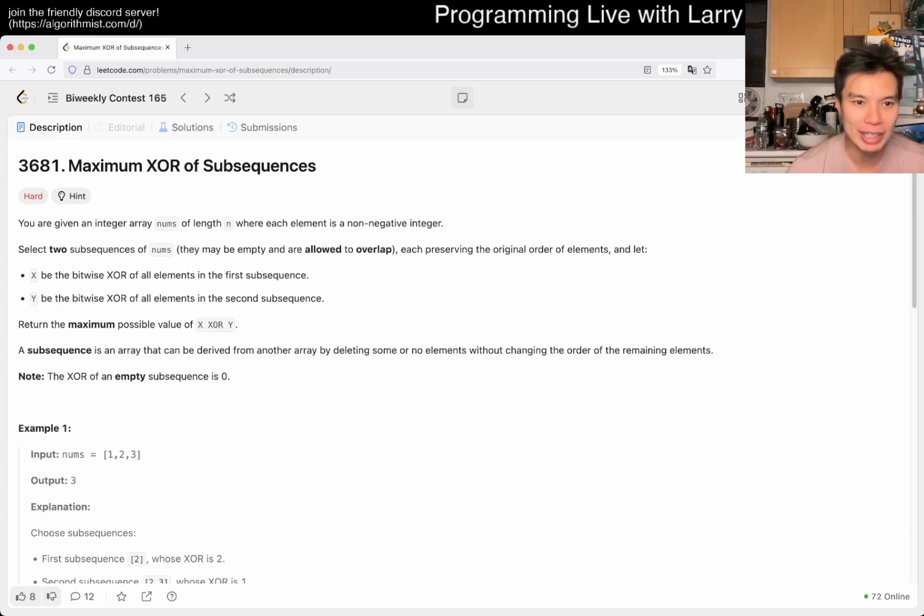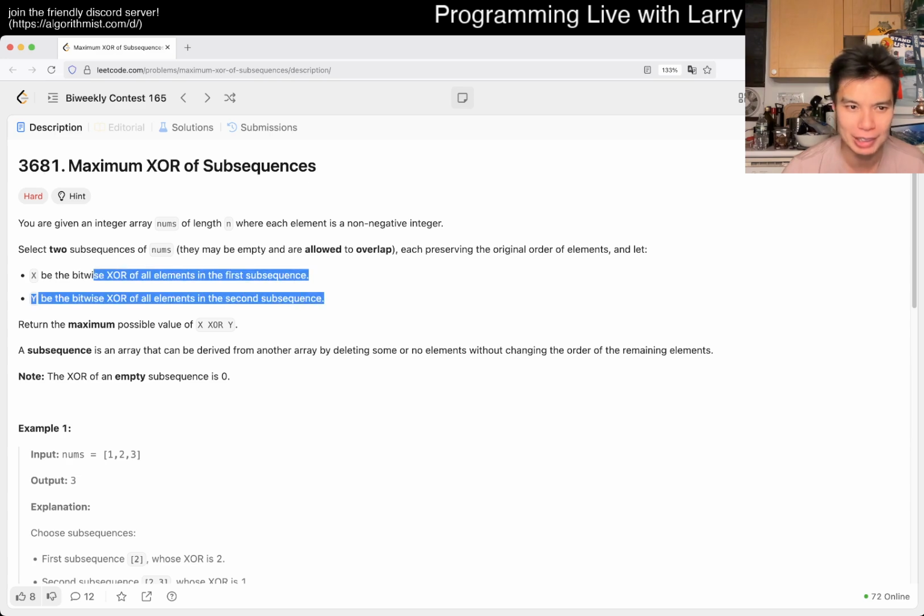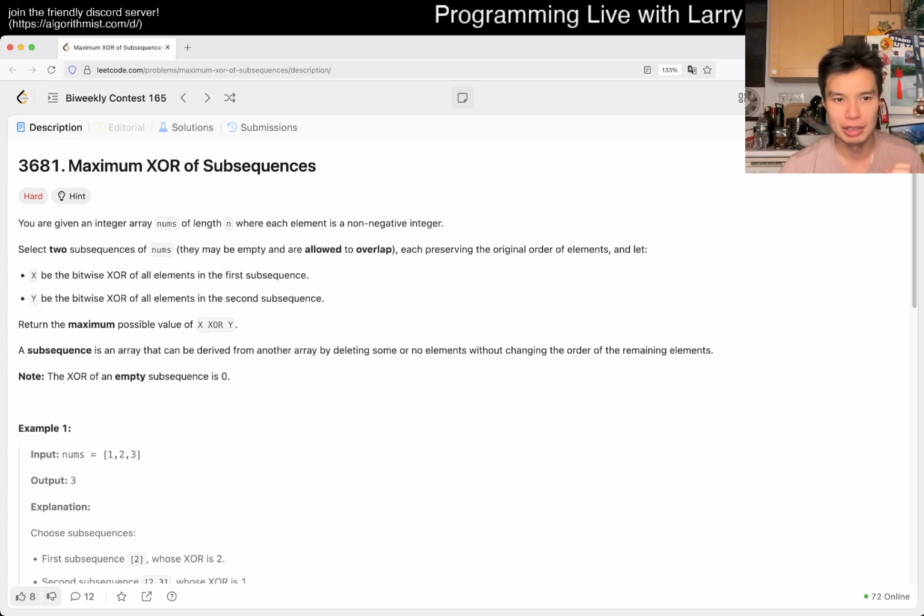The first thing to note is that even though you have two subsequences, you only need one of them, because you're going to XOR them. If you XOR the X and the Y, you could just pre-XOR it, if you will, and put it on the one subsequence. So basically you're only finding the XOR of one subsequence. That makes it a lot easier, or simplifies things a little bit. Just wanted to put it out there for a quick minute.